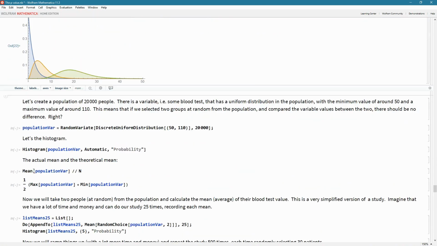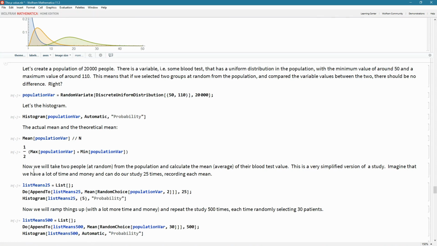Okay, so now let's create a population, and instead of 7 billion people, we imagine we're in a town or some area that services some institution, whatever. There's 20,000 people, and imagine there's some blood test. The value for that blood test is called the variable. Remember, variables.